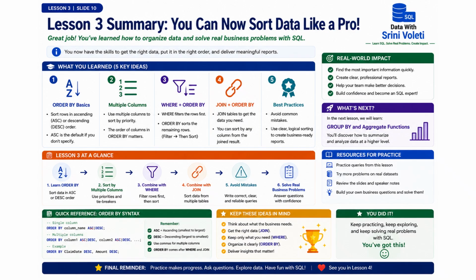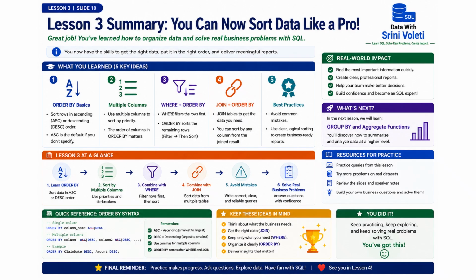These are practical skills you will use again and again when working with databases, dashboards, reports, and data analysis projects. Looking ahead, in our next lesson, we'll build on everything you have learned here by exploring group by and aggregate functions. Instead of organizing individual rows, you will learn how to summarize data, calculate totals, averages, counts, and answer even bigger business questions.